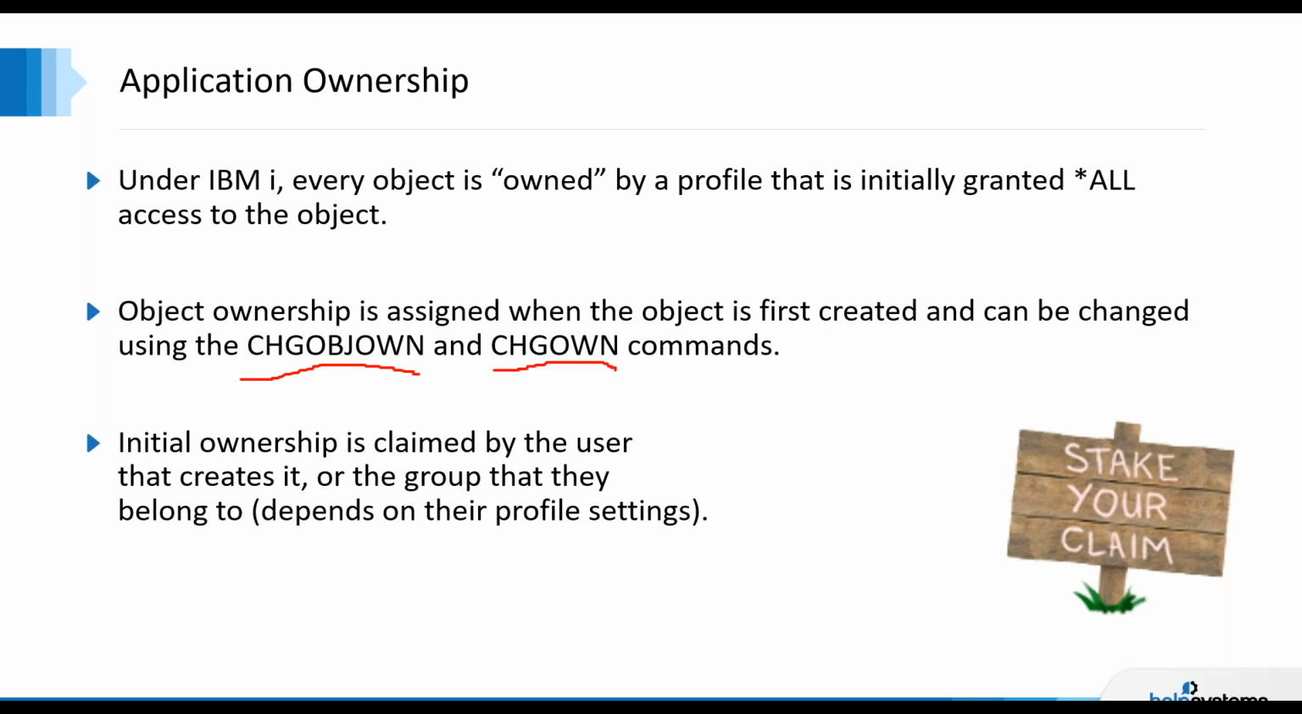Okay. Now, the initial ownership, as I mentioned, is claimed by the person that created the object, or depending on what is set on the user's profile, it can also be granted to the group that the user belongs to. And by group, I mean group profile. So if I'm a member of the development community in my shop and there's, say, 5 of us, and we're all part of the development group profile, it is possible when I create my application that ownership is granted to the group and not to me as an individual. But as we see, perhaps not ideal to have it owned by anybody specific, even the development community, and I'll talk about why here next.